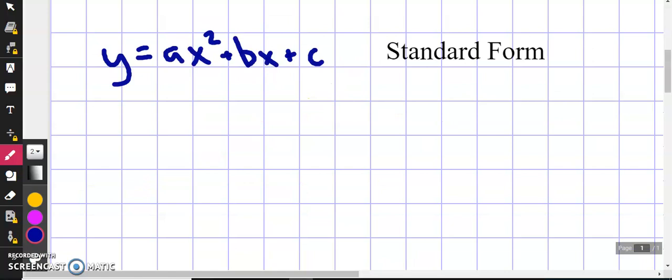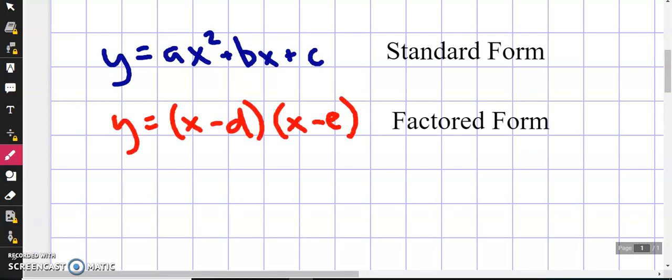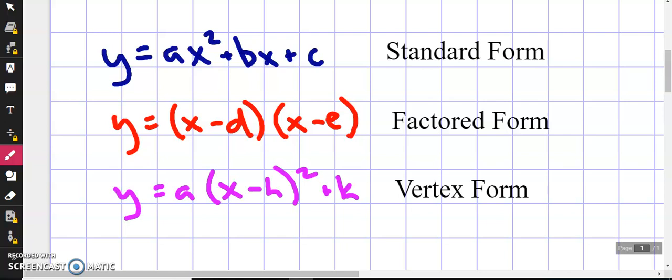And so far, we've seen equations of parabolas in standard form, which is ax² plus bx plus c. We've seen our equations in factored form, which we use to help us find the x-intercepts or the roots or solutions. And now that we understand what the vertex is, we're going to look at equations in vertex form, which is y equals a times (x minus h) squared plus k. So let's look at what these letters mean so we understand what this formula is telling us.